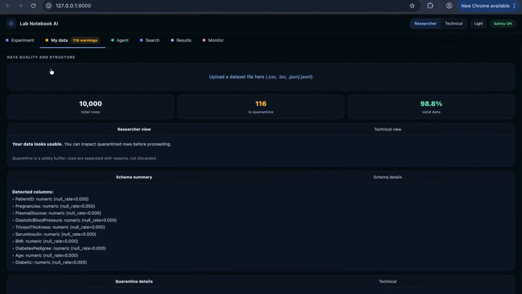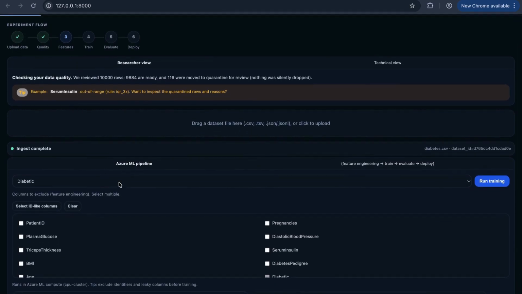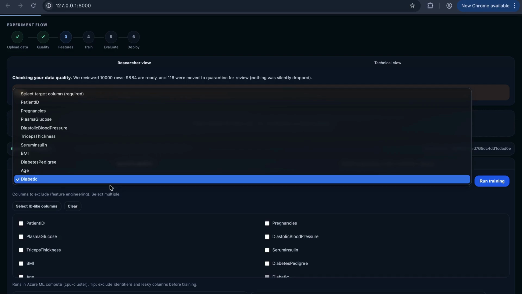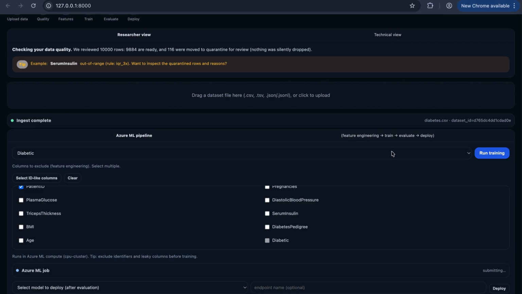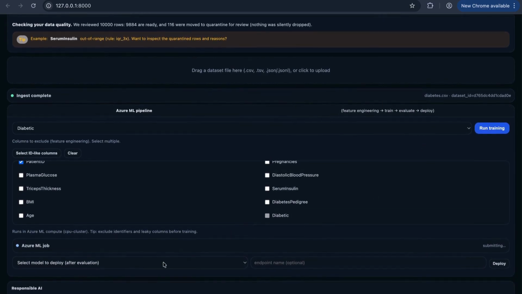After we have seen this data quality and structure tab, we can start training with MLOps. In this case, we choose our target, which is diabetic. We can choose what kind of ID it is; in this case, it's just patient ID. So we can start training our model. We send an Azure ML job, and in this case, it's looking for the best model that we can have. It starts preparing. Now it's queued.